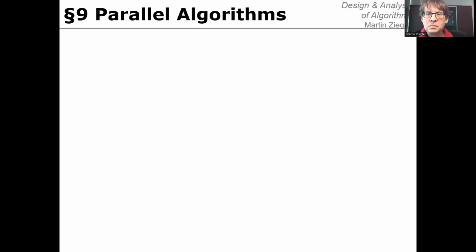Again, with emphasis on algorithms and their analysis, as opposed to parallel programming, which is an important subject, but not the focus of the present lecture. Let me start by sharing the slides. So what you see here is the outline, the overview of chapter 9, parallel algorithms.